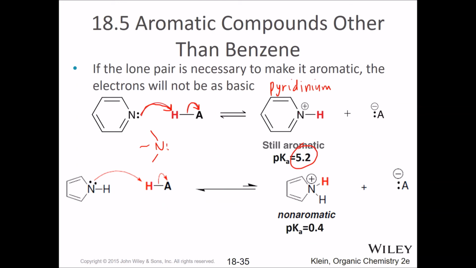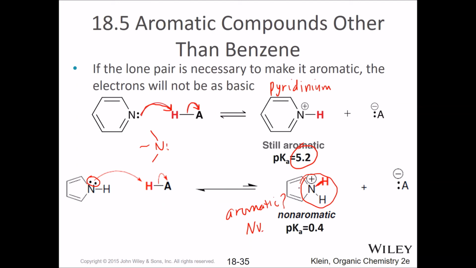5.2. That's about how acidic ammonium ions are. But look over here. If you use this lone pair of electrons as a base, then this becomes the pyrrolinium cation. Doesn't matter what it's called. Is this aromatic? No, right? Because those pi electrons here were pi electrons, and now they're used as bonding electrons. They're no longer pi electrons.